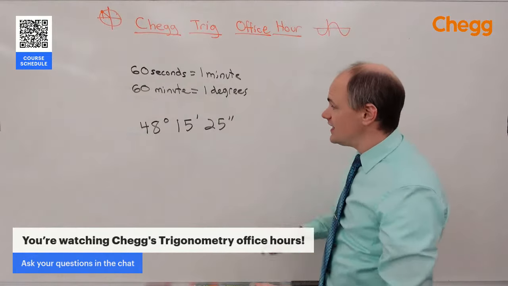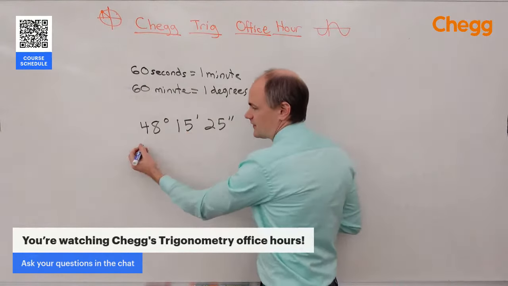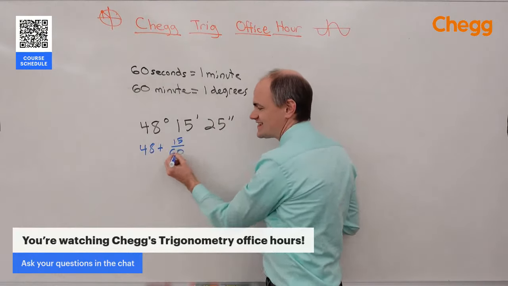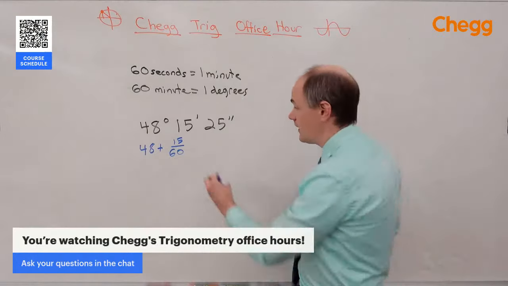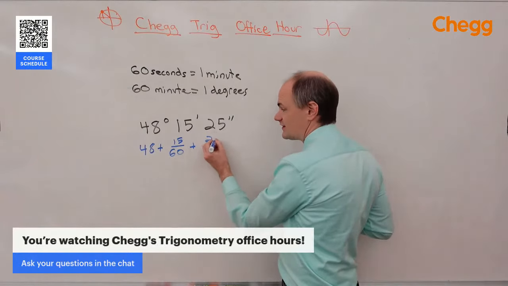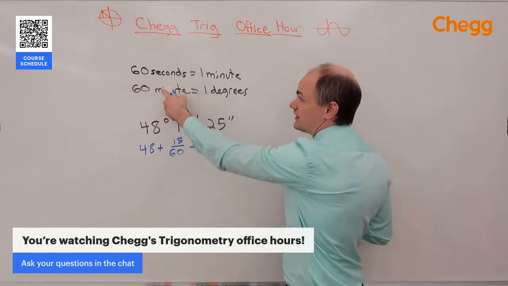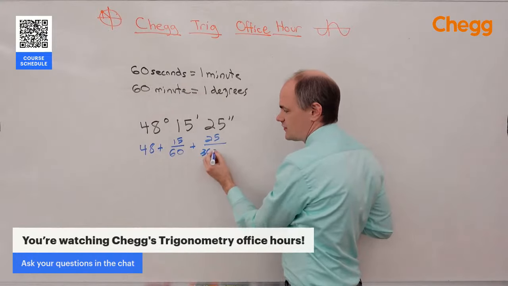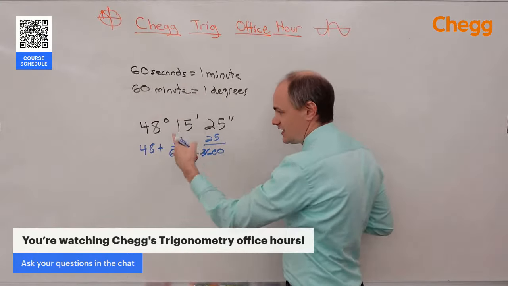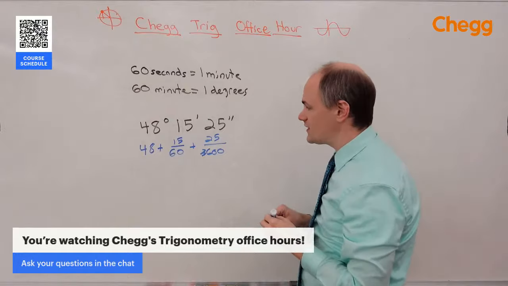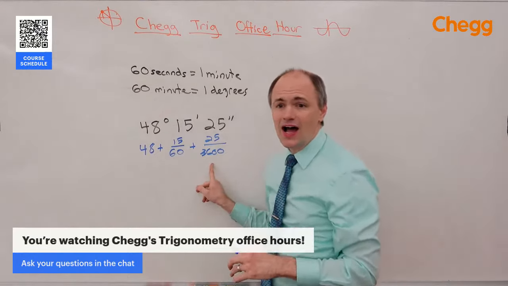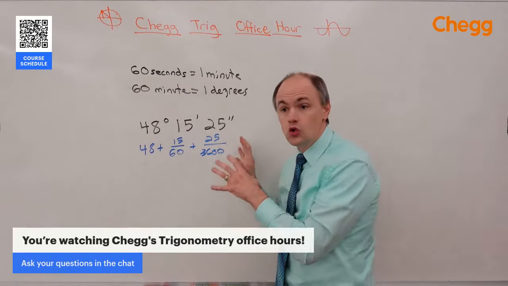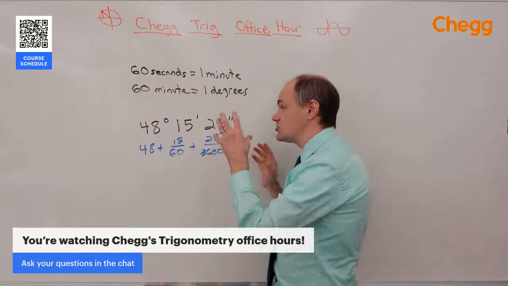Basically what that means is the 15 minutes, in addition to the 48 degrees, the 15 minutes are 15/60ths of a degree. And then the 25 seconds, well, if there's 60 minutes in a degree and 60 seconds in a minute, 60 times 60 is 3,600 seconds in 1 degree. And so we would add this up. I don't have a calculator right on me right now, but if you just added those up, that would give you the equivalent angle in degrees.